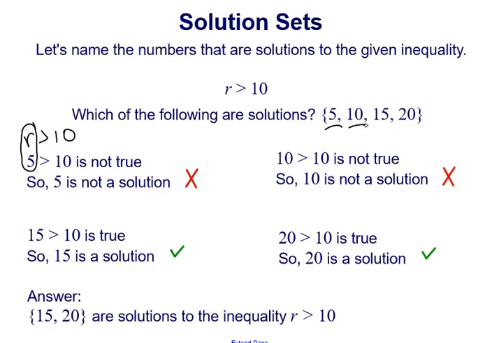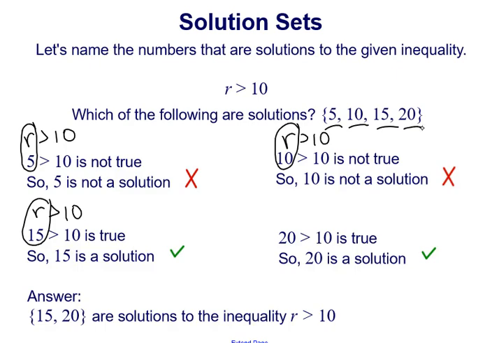Now let's test 10. Then r is greater than 10, substituting 10 for r: 10 is greater than 10 is not true either. So 10 is not a solution either. Now let's test 15. R is greater than 10. If we substitute 15 for r, that gives us 15 is greater than 10, and that's true. So 15 would be a solution.